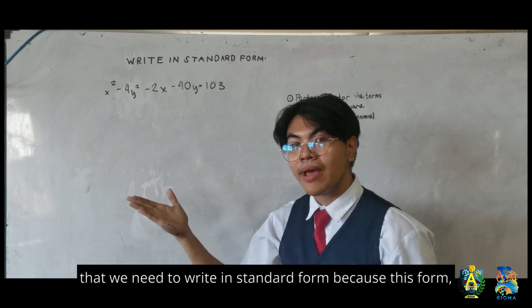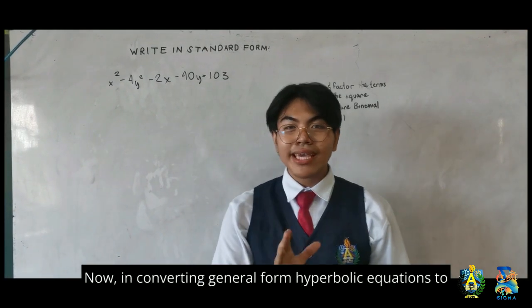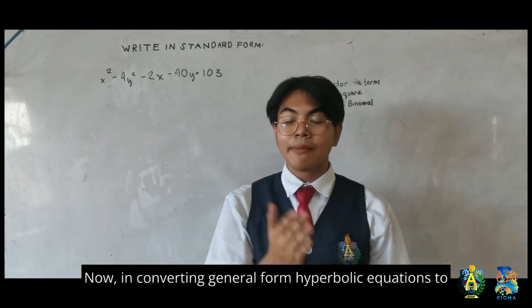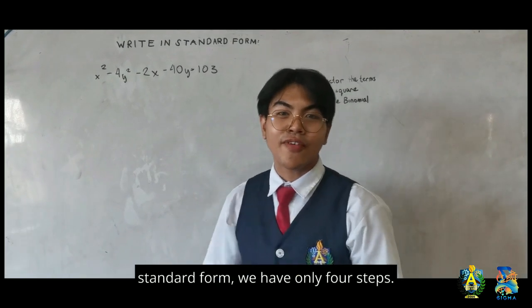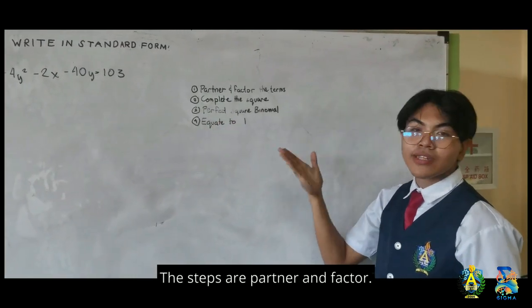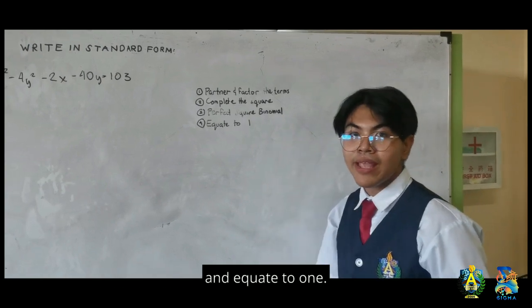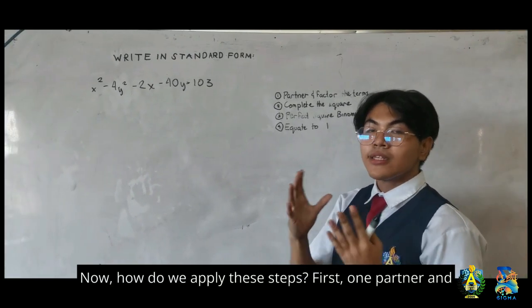Today we have a hyperbolic equation given to you that we need to write in standard form, because this form, as you may know, is called general form. In converting general form hyperbolic equations to standard form, we have only 4 steps: partner and factor the terms, complete the square, perfect square binomial, and equate to 1. Now, how do we apply these steps?